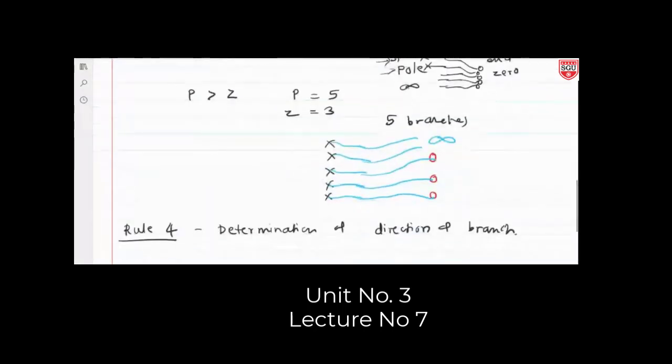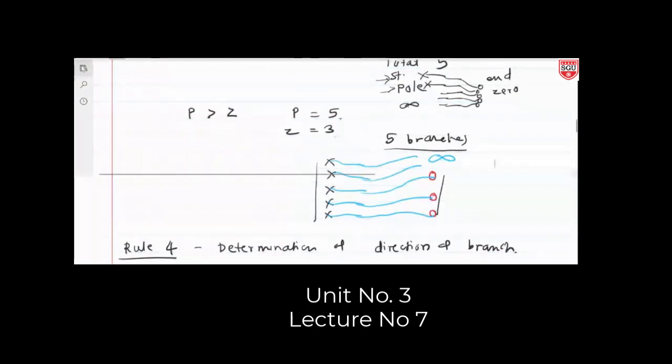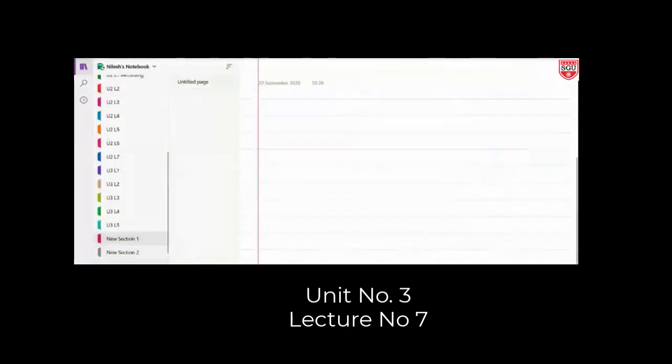Similarly, if poles are greater than zeros, say poles are 5 and zeros are 3, again P is greater than Z, so 5 branches will be there. All 5 branches start from poles, 3 branches end at the 3 zeros, and 2 branches will go to infinity. I understand that it is difficult to imagine. Just remember these rules. When we see an actual problem, at that time you will understand things more correctly. So we will move to the next rules on the next page.